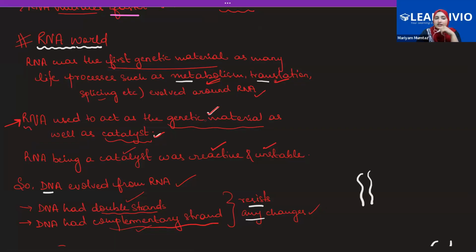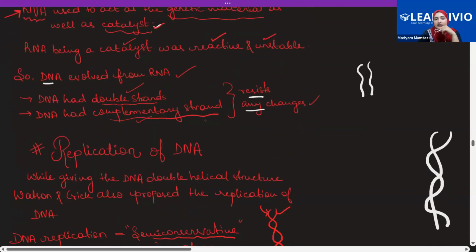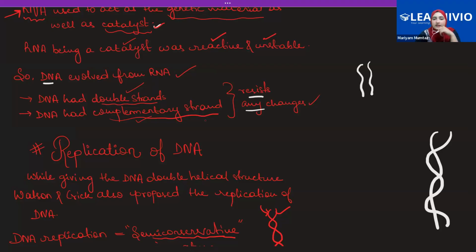But because of its reactive nature and instability, it acts like a genetic material as well as it acts like a catalyst. And since it is a catalyst, it will be reactive and unstable. So DNA then evolved from RNA, right? And since DNA is not a single stranded molecule, it is a double stranded molecule, and it has a complementary strand to it. Like one strand is complementary to the other, isn't it? 3' to 5', 5' to 3'. Because of these two properties, DNA resists any kind of changes, meaning it doesn't let any change impact on it. Is it clear?